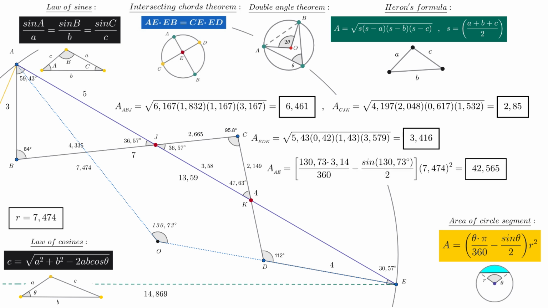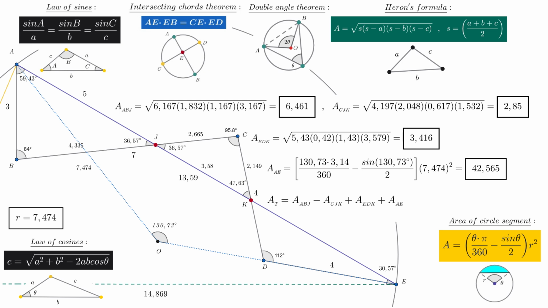So now we're ready to find the total area of the shaded region, which is total area equals area of ABJ minus area of CJK plus area of EDK plus area of the circle segment. We subtract the area of the triangle CJK from our final result because it's already included in the circle segment. So we have to subtract it from our final result because it's not in the shaded region.